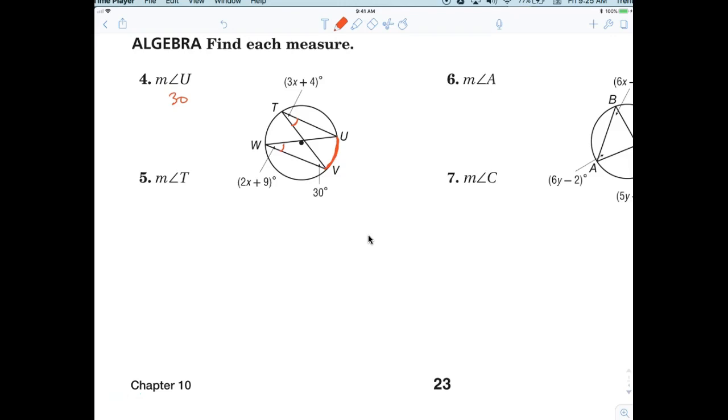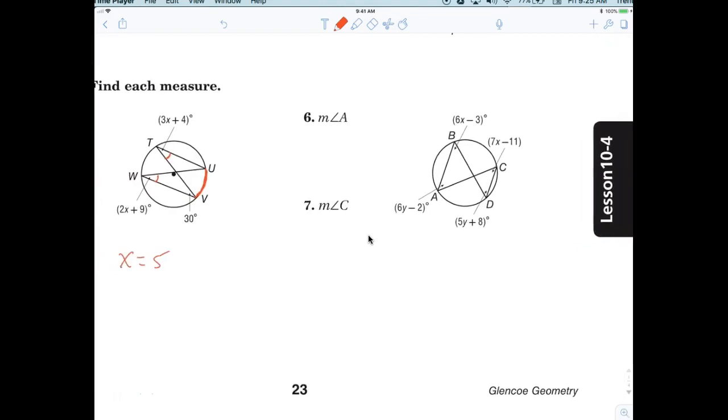All right. So now don't just solve for x. So x was what? 5. X was 5, so it became 19 degrees. Everybody good with that? Question 6. Angle A is congruent to angle what? Angle A is congruent to angle D. Is everybody with me on that? Angle A is congruent to angle D.